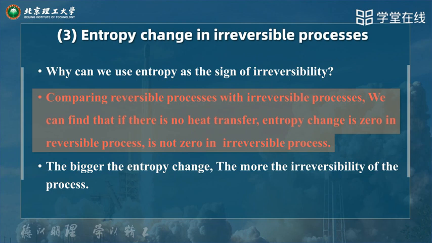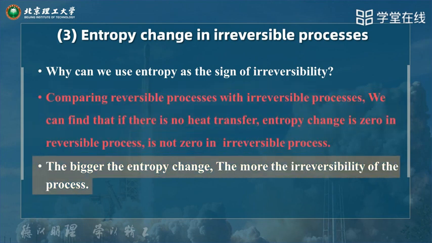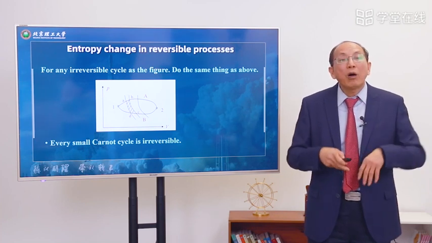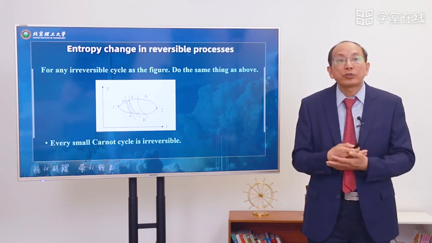If there is no heat transfer, the entropy change is zero in a reversible process. Reversible process, no heat transfer, no entropy change. However, in irreversible processes, the bigger the entropy change, the greater the irreversibility of the process. In an irreversible process, the entropy change is always not zero. How do we make the comparison for entropy change in an irreversible process?